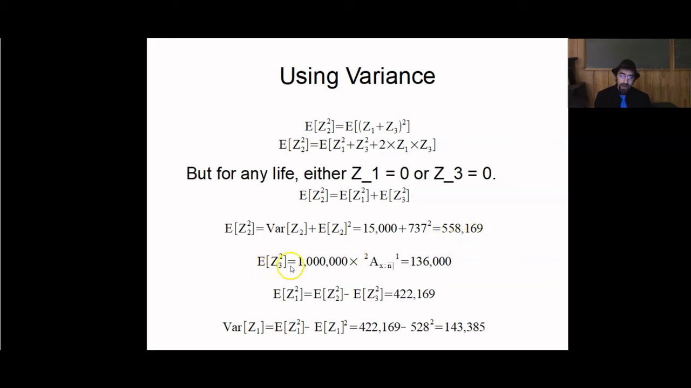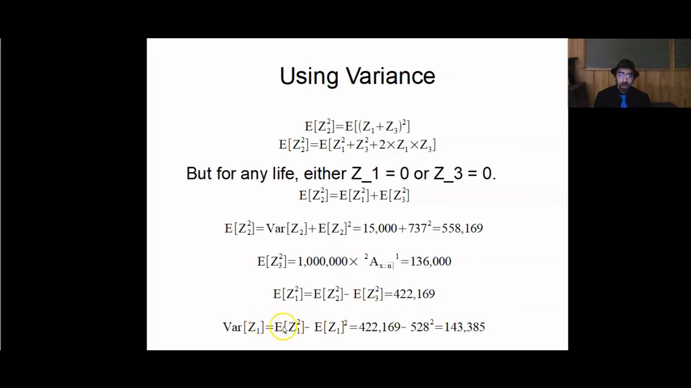Expectation of Z3 squared, we said that was going to be 1,000,000 times the double interest rate expectation of sum insured of 1 for the pure endowment. So it's going to be 0.136 times a million. It gets us 136,000. So plugging it back in, if expectation of Z2 squared is 558,169, and expectation of Z3 squared is 136,000, that means the expectation of Z1 squared, with simple algebra, has to be 422,169.